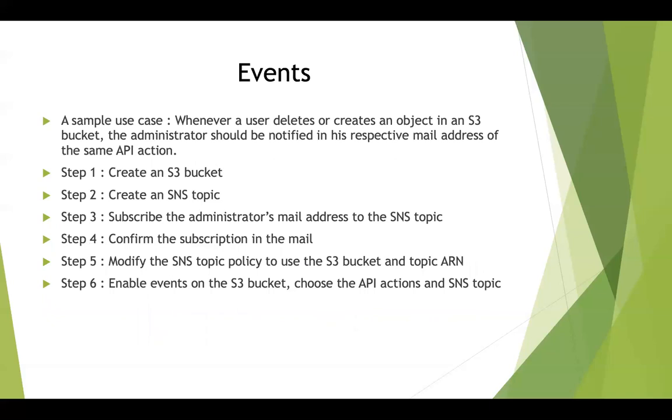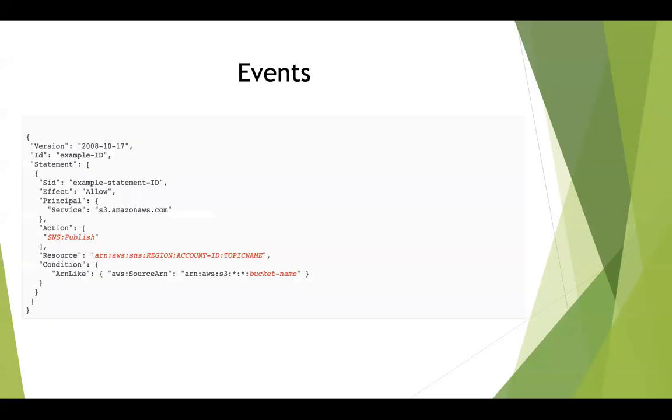One scenario we are going to look at is whenever a user deletes or creates an object in an S3 bucket, we are notified at our email address. This is the topic policy that we are going to apply on the SNS side. It includes the bucket's ARN for which we are going to enable the event notification, and the topic ARN. The action is to publish to that topic, which means people subscribed to the topic will receive the email.